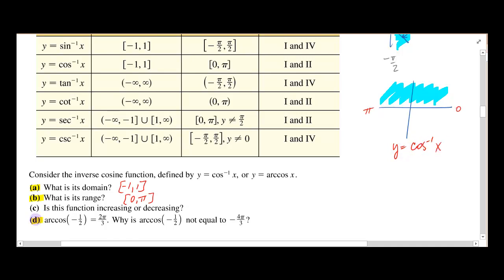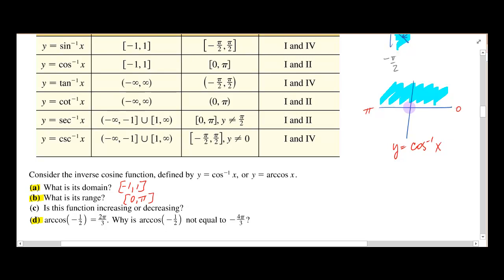So let's skip down here to this last question. It says, if the arc cosine or inverse cosine of negative 1/2 is equal to 2 pi over 3, why then, when I take the inverse cosine of negative 1/2, is that not equal to negative 4 pi over 3? Well, let's first decide on this first question right here. This is the true part. It says the inverse cosine of negative 1/2 is going to be 2 pi over 3. Where is 2 pi over 3 on this graph?